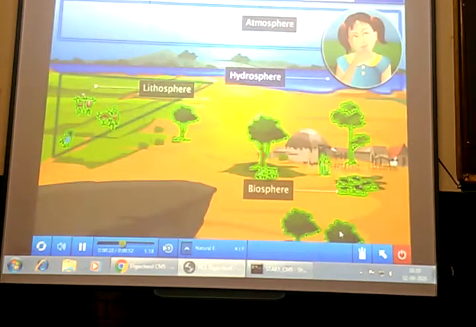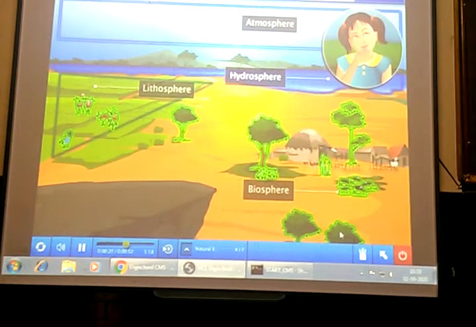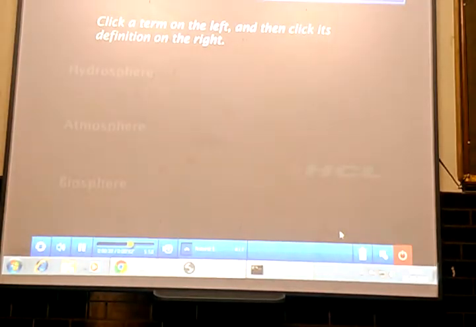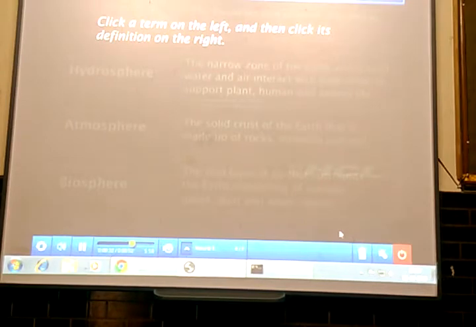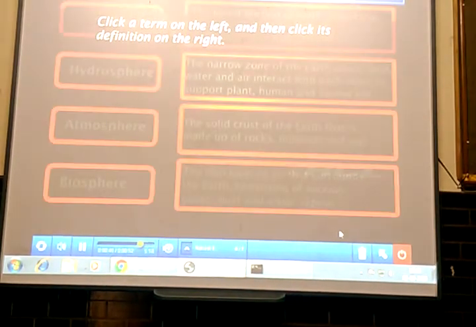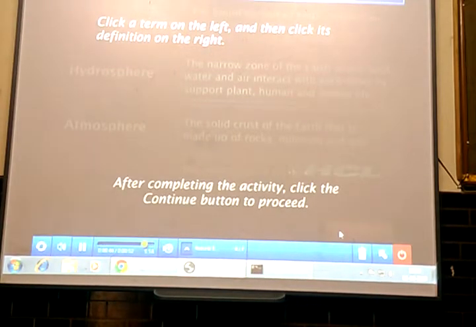Let us now perform a quick activity to recall the meaning of these domains. Click a term on the left and then click its definition on the right. If your answer is correct, the blocks will glow green. If your answer is wrong, the blocks will glow red. After completing the activity, click the Continue button to proceed.